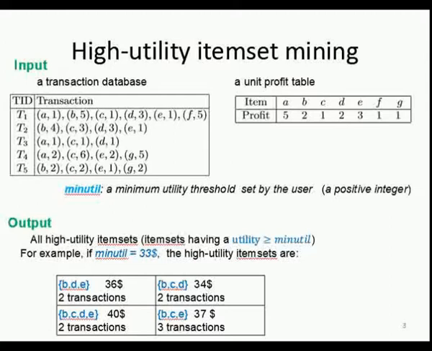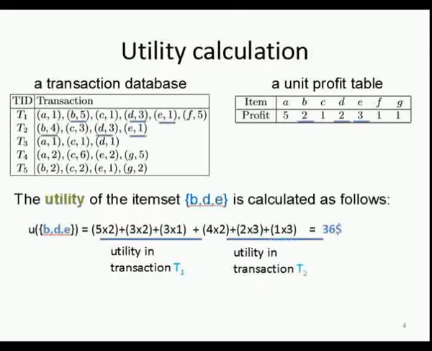Okay, so maybe now you want to ask me, how do we calculate the utility? Because I gave you BDE $36, but I did not explain how to calculate it. So I will explain this to you next. Okay. So how to calculate the utility? I will give you an example. If we look at the item set B, D, E, that means we buy the items B, D, E together. Some customer buys them together in a transaction.